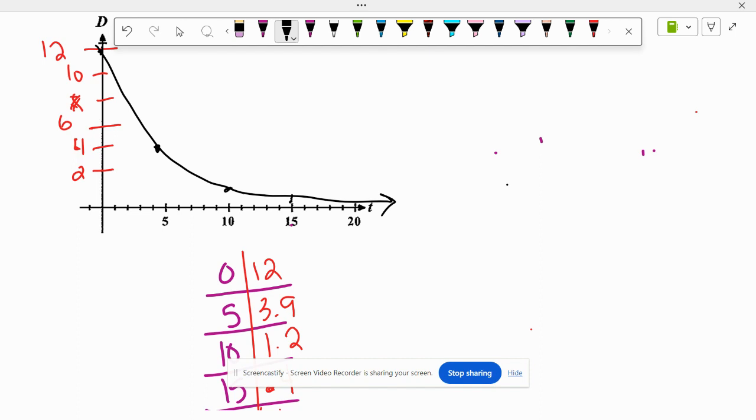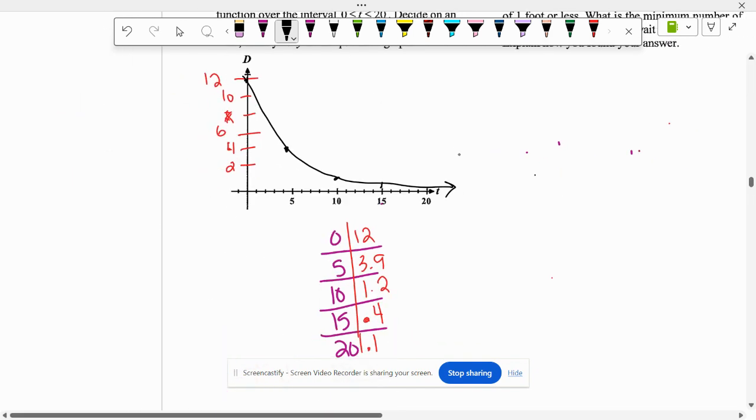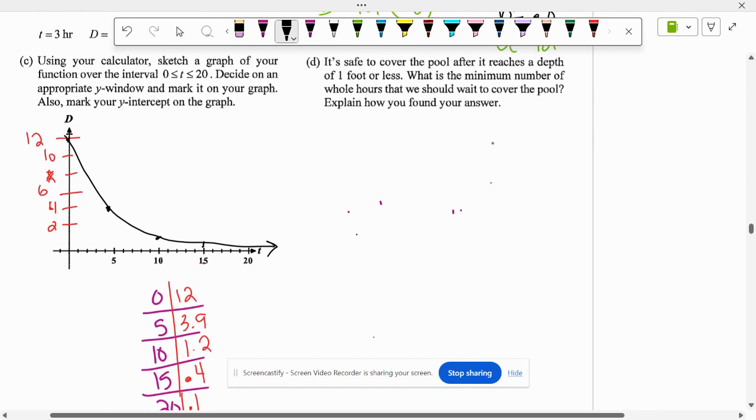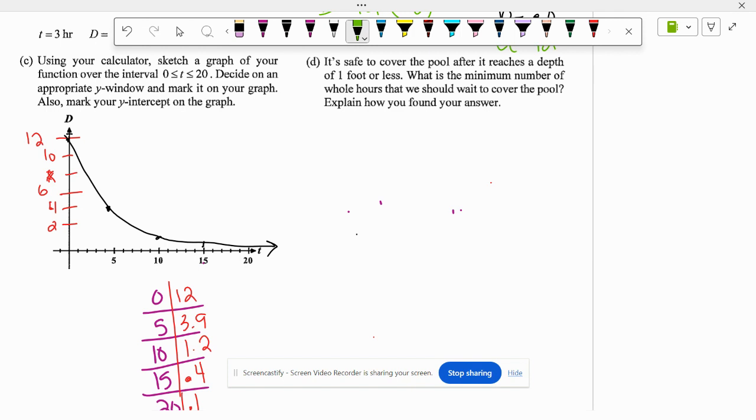Question D says it's not safe to cover the pool unless there's less than a foot of water. This is the type of question that I would put on a test. You can't cover the pool until you have less than a foot of water. So looking at your table, tell me when your Y value is less than 1, because that's how many hours we have to let it drain, for at least that long. Look at your table because it happens before 15 hours.